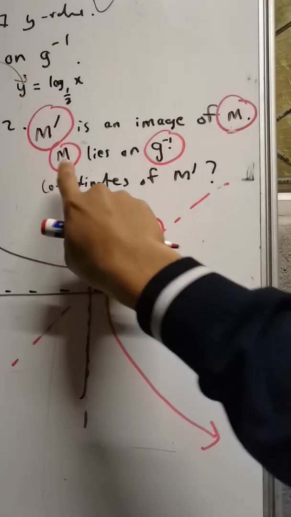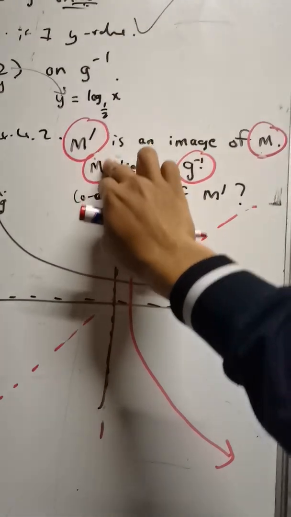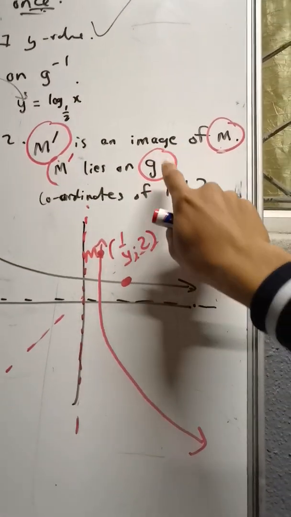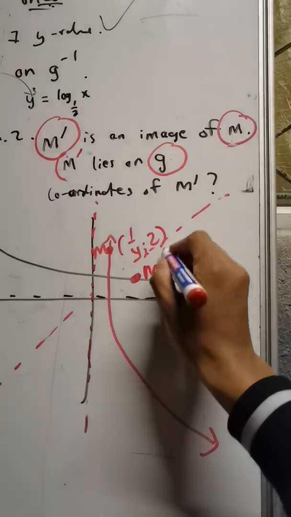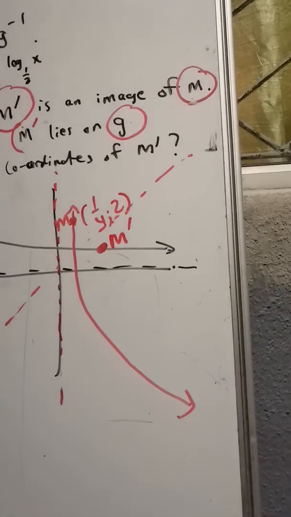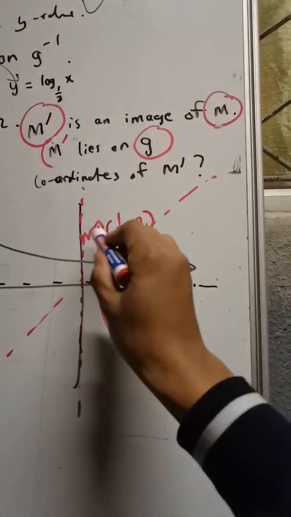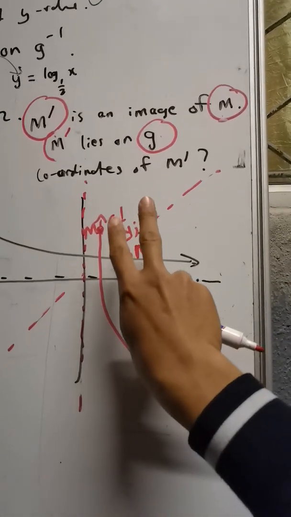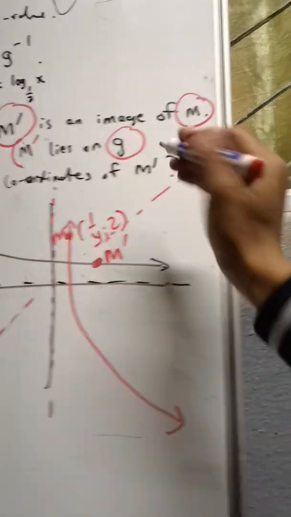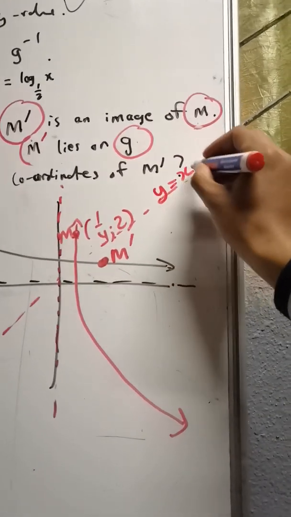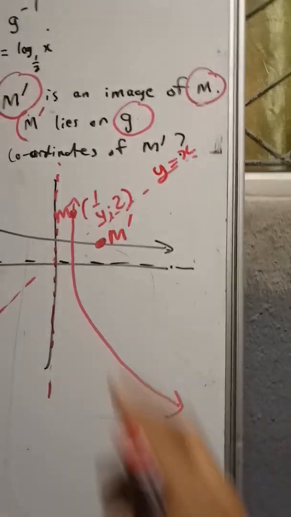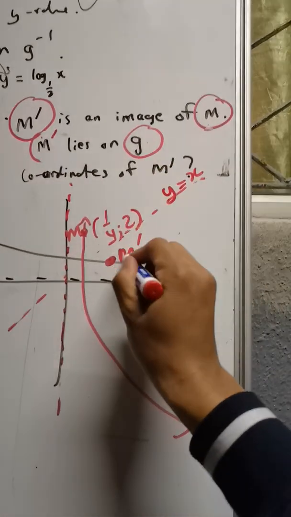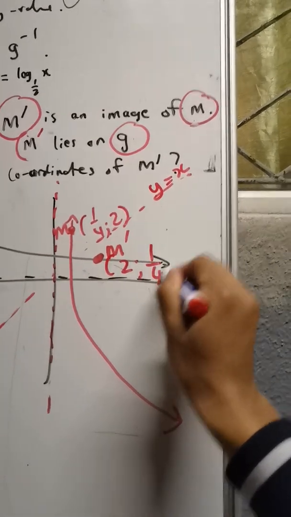They said here that M dash lies on g, so M dash lies on the original graph. If you want to get the image of the coordinate, all you do is switch the x and y values. You swap them around, because you're reflecting that point over the line y equal to x. So what are the coordinates of M dash? It's going to be 2 and a quarter.